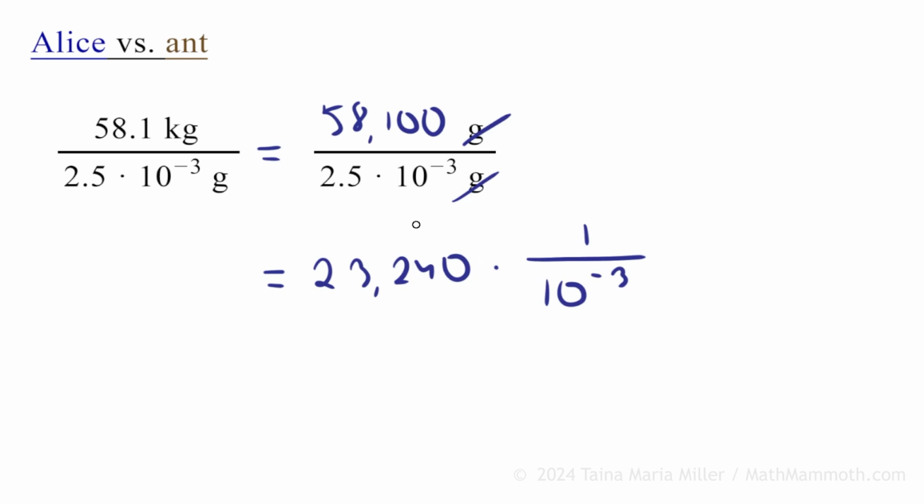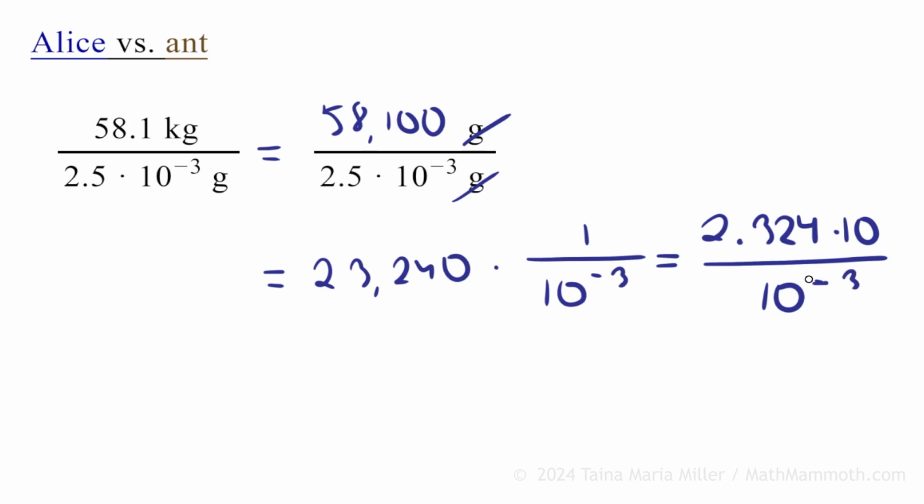Now, this here, we could write it in scientific notation as 2.324 times 10 to the power of something, because that way we can use scientific notation in calculations here. These powers of 10 will be very easy to handle. This becomes 10 to the fourth. And now 10 to the fourth and 10 to the power of negative 3, we can use the exponent law where we subtract the exponents and get 10 to the seventh.